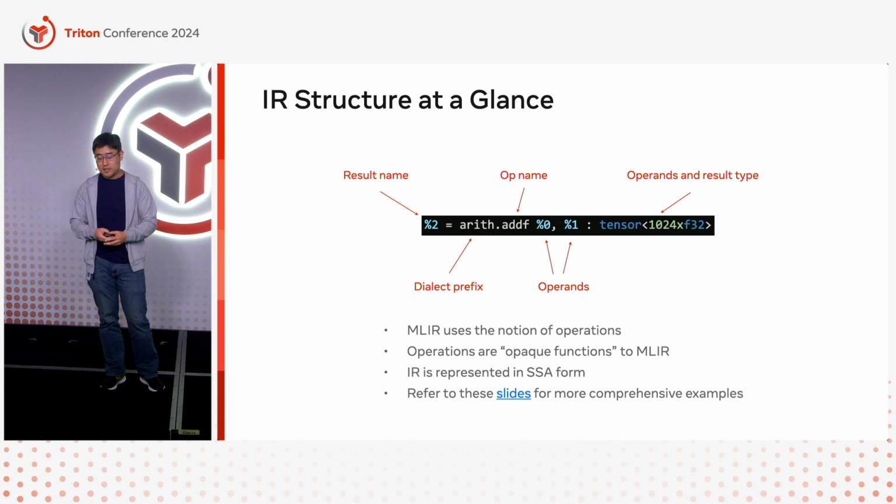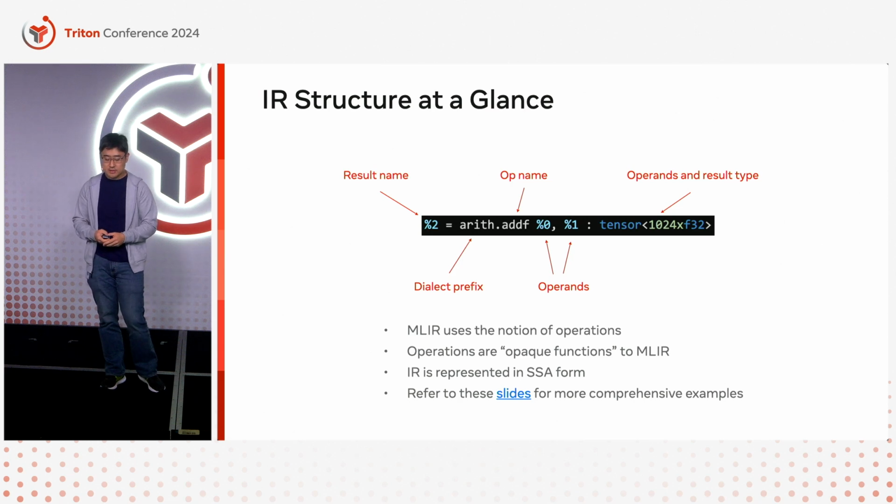Operations are opaque functions to MLIR. What that really means is we can define operations to mean whatever we want them to mean. But at the same time, they'll have standard interfaces so that MLIR passes can work with operations that the authors of the pass may have never seen before.